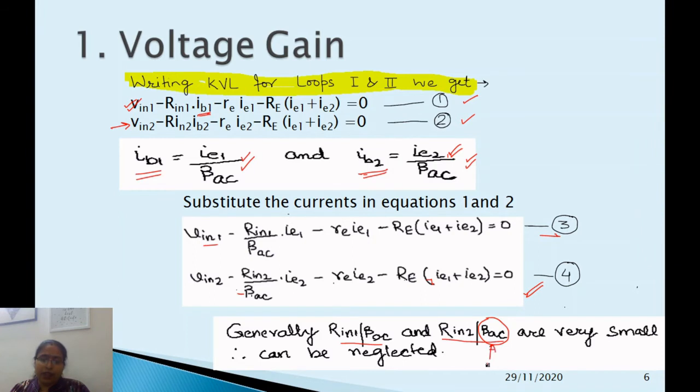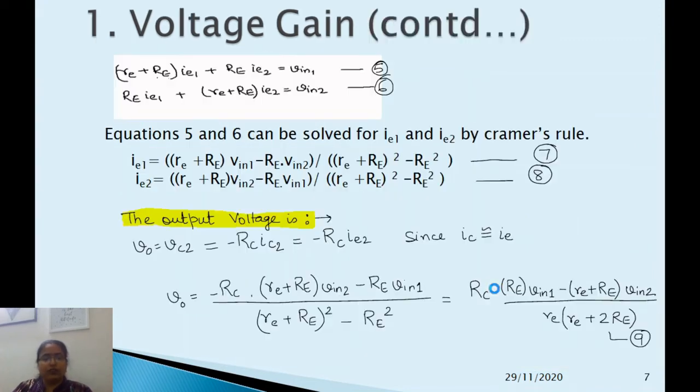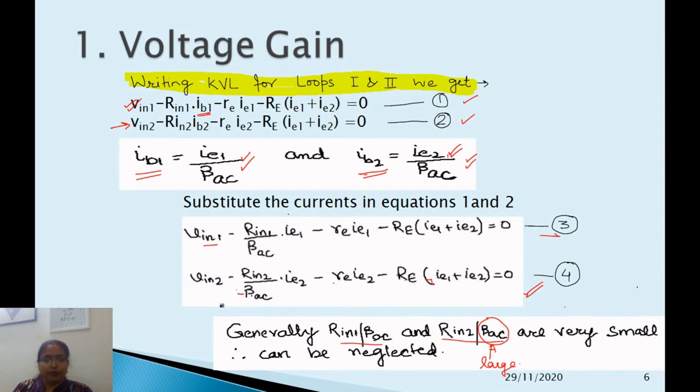Beta is very large. Therefore these two terms, R in 1 upon beta AC, are very small, and so they can be neglected. Now our equations 3 and 4 have been reduced like this: RE plus RE into IE1 plus RE into IE2 equal to V in. Because R in 1 upon beta AC is very small, it is negligible, so this can be neglected.